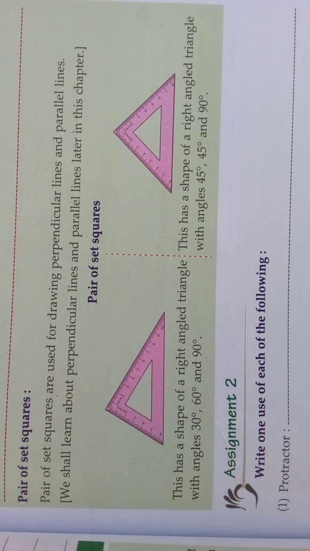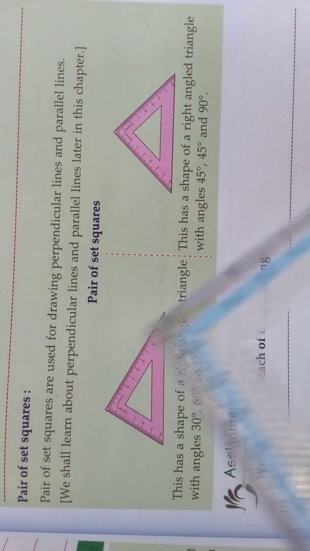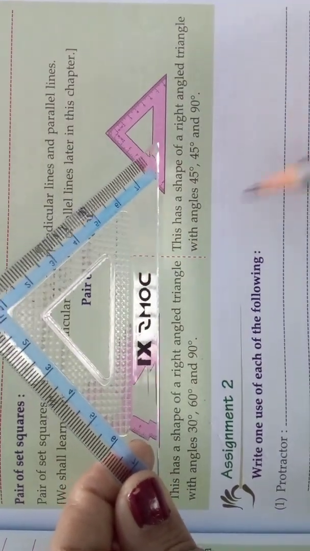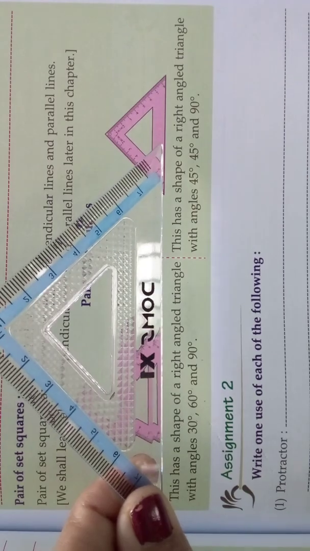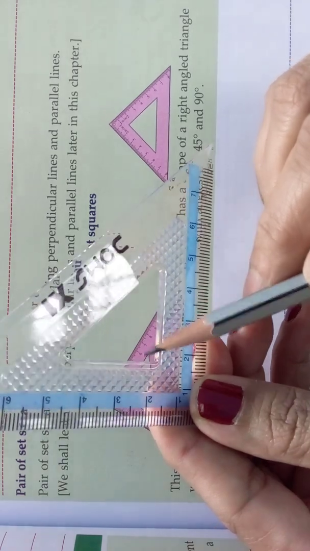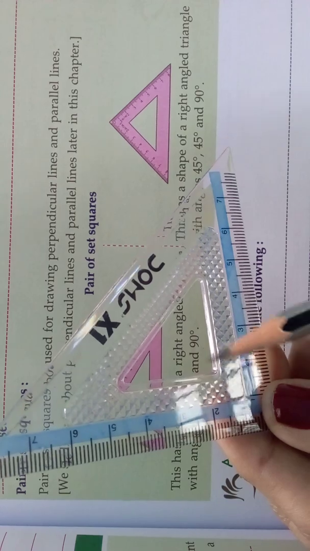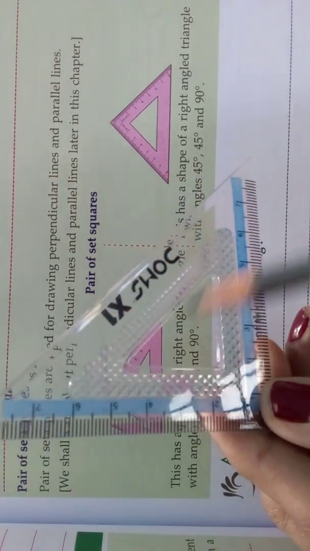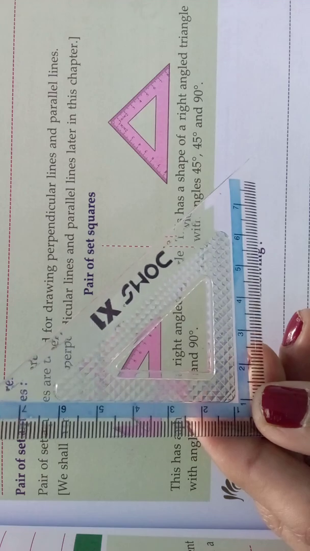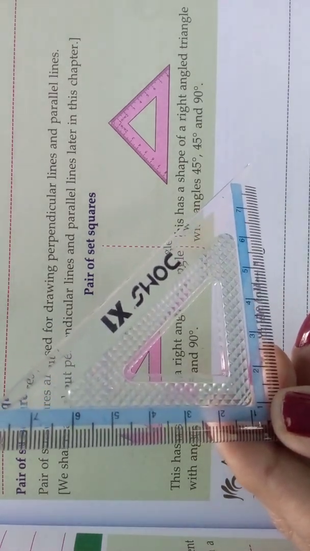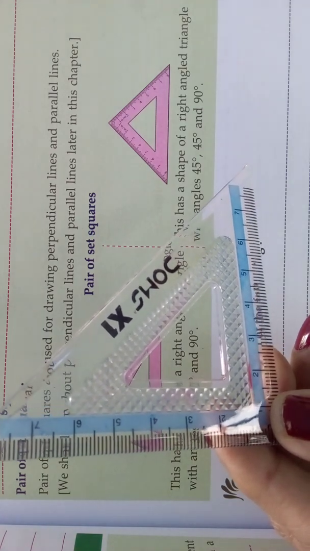Understood. And one more set square has the shape of a right angle triangle with angles 45 degrees, 45 degrees and 90 degrees. In this also one angle will be 90 degrees. It is also a right angle triangle, and one angle is 90 degrees and the other two angles are 45 degrees and 45 degrees. Understood children? We can use these set squares to draw parallel and perpendicular lines.